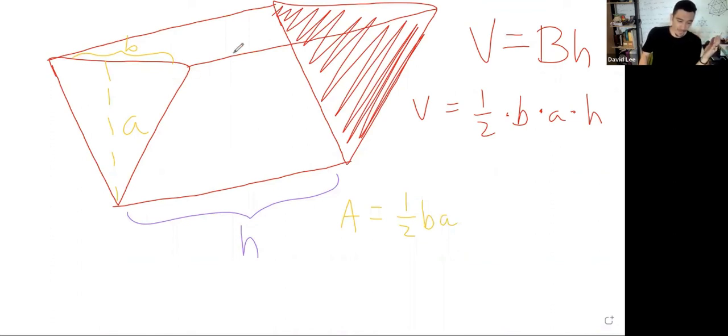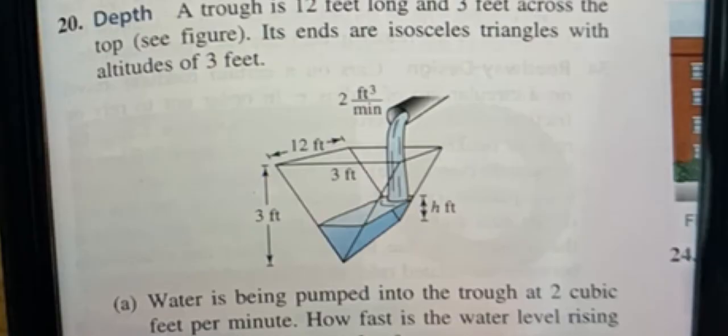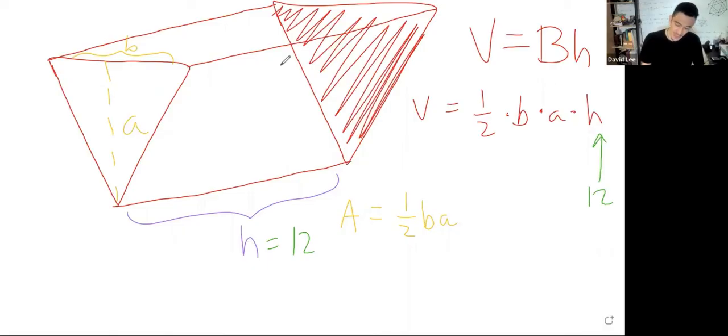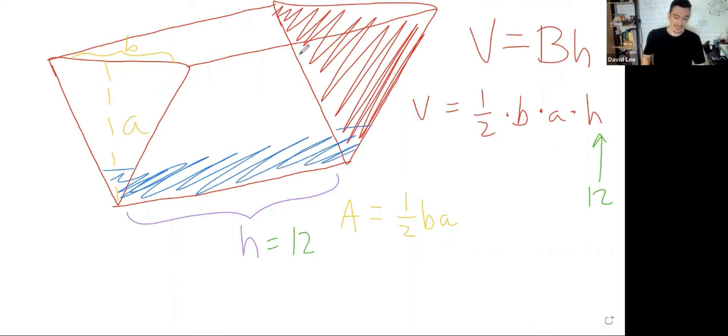For now, if you look at that one word problem, I think it was number 20 on your homework, they said specifically that this h was 12. And I want you to see that that h can be turned into 12 permanently. You can replace h by 12 because for this problem, this h is not going to change. Because look, right now, let's say this is your water level. Notice that the water level right now, the h is still 12.